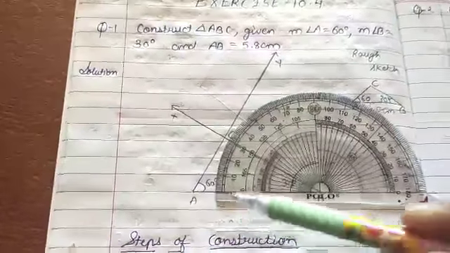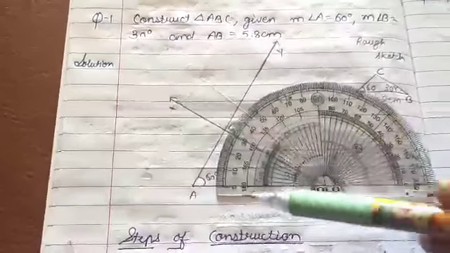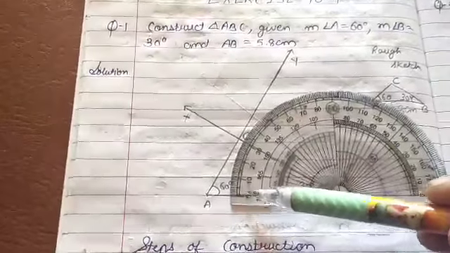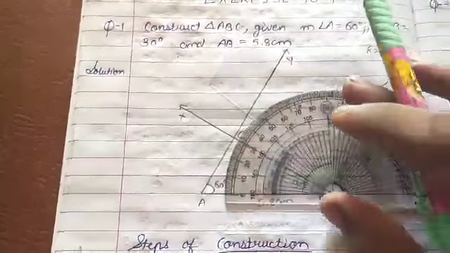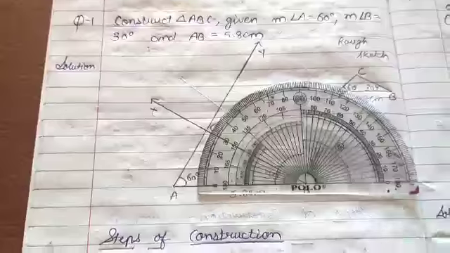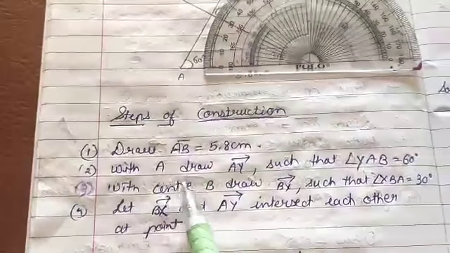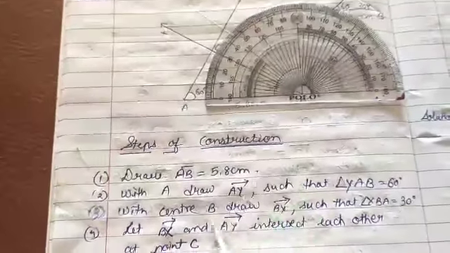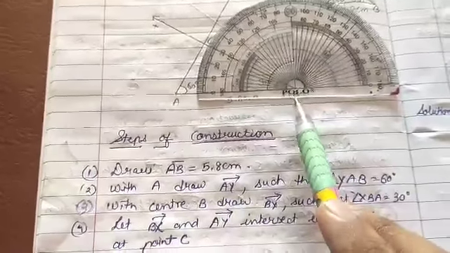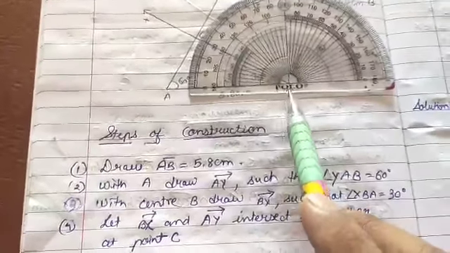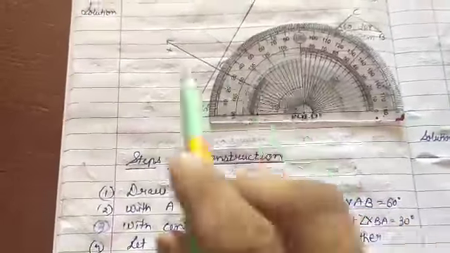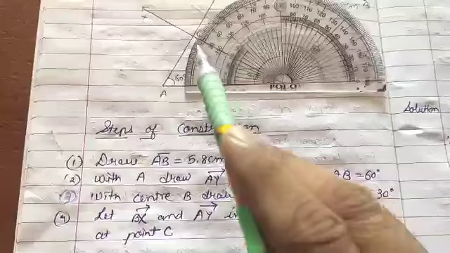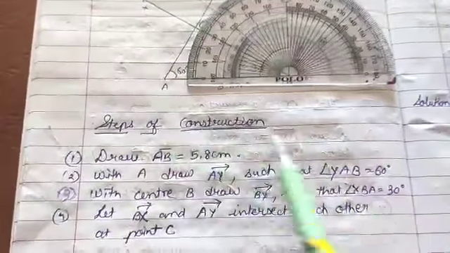See here, as the line is over here, we have to form an angle in this way. So you have to observe the outside degrees, that is 0, 10, 20, 30. Now here we had constructed 30 degree first with center B. So with center B, draw ray BX such that angle XBA equals to 30 degree.